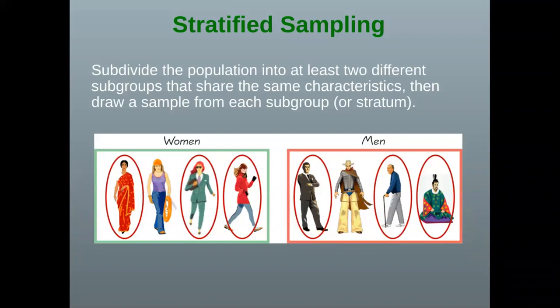Each group is called a stratum. And then what we do is we randomly select from each of those different subgroups. So if we split everyone into men and women, then we select an equal sample from each group, okay? That's how we get a stratified sampling, okay?